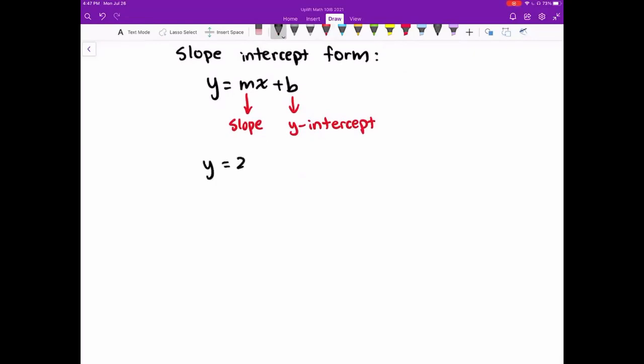Wait, 2x or negative 2? Negative 2x. Okay. I mean, I think both will work. I'm just making it up right now. Yeah, so this equation would describe a line which has a slope of negative 2 and goes through the point 0, 3.